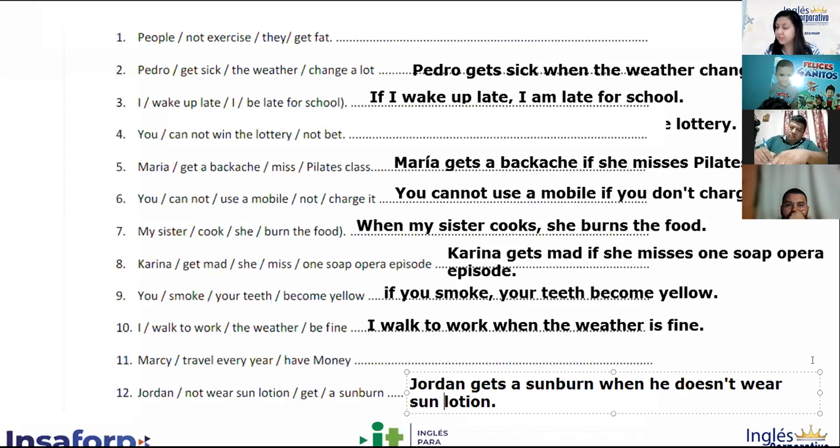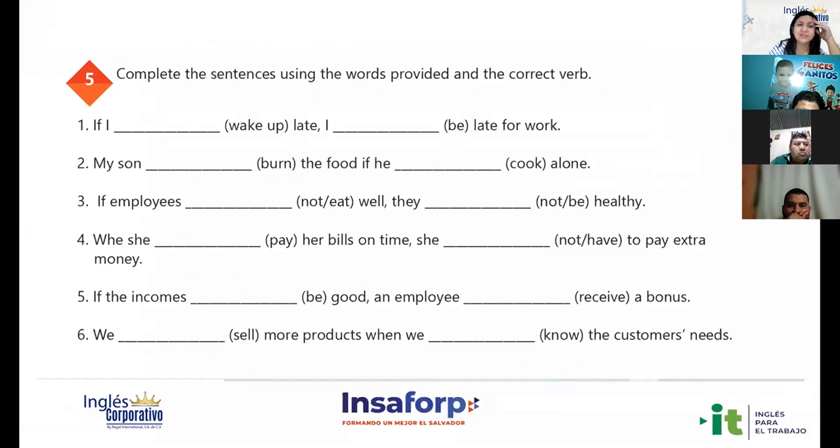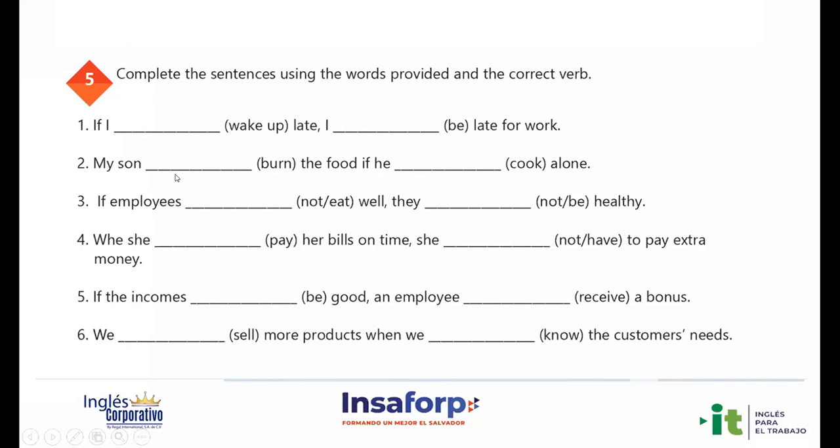Okay, guys, can we go to the next activity? Good. If somebody took a screenshot, you can send it in the group. Okay, now this is the exercise in the book. Complete the sentences using the words provided and the correct verb. Example, if I wake up late, what happens? Ahí está lo que hablaban ahora. If I wake up late, I am late for work.